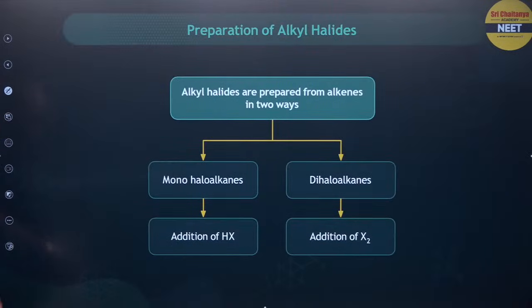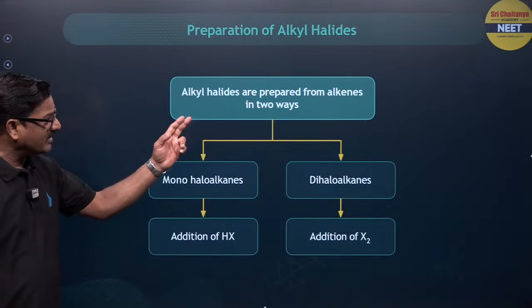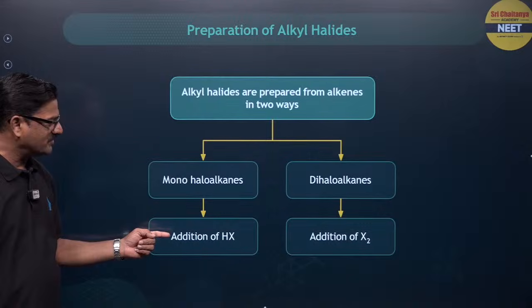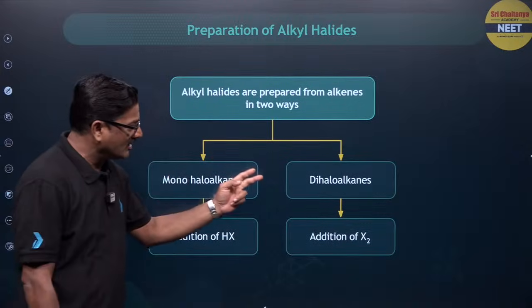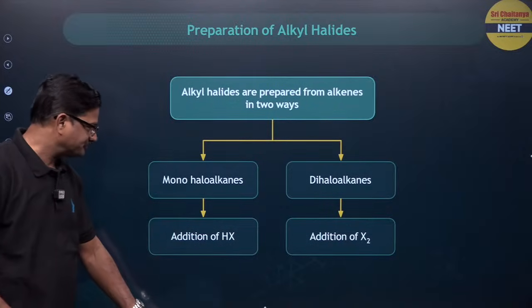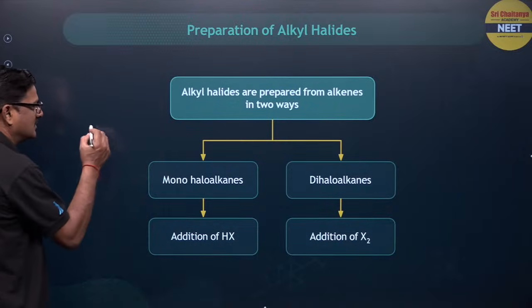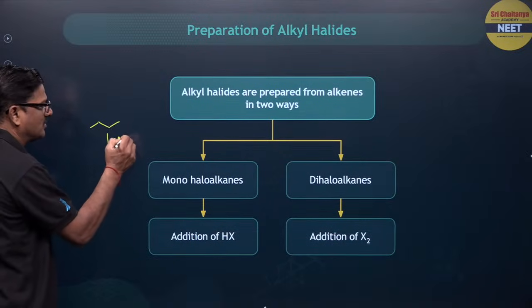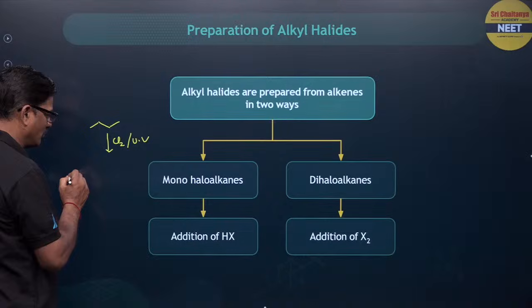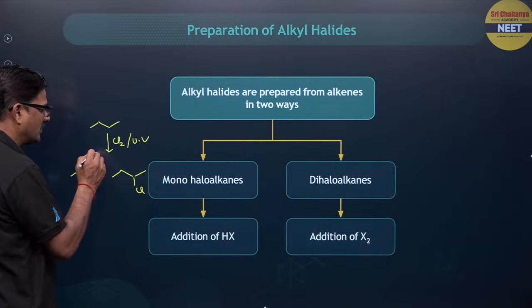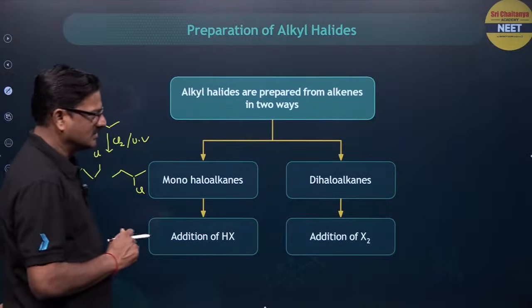So alkyl halides are prepared from alkenes in two ways. Monohaloalkanes, by addition of HX. If it is dihaloalkanes, addition of X2. So I mean to say here, let us see, this is a butane. If it is treated with chlorine in the presence of ultraviolet light, you are going to get two products like this, okay, like this. So monohalogenated.